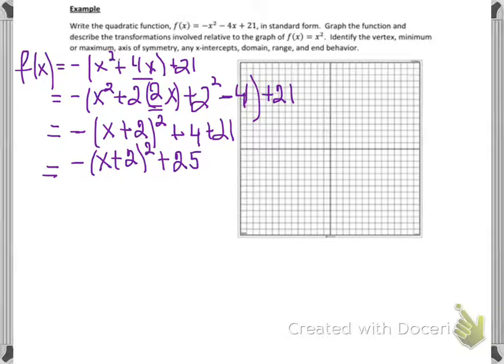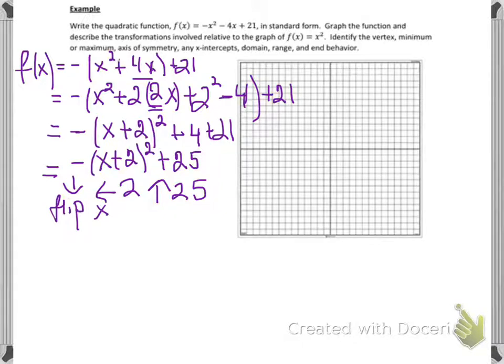It is now in standard or vertex form. Having it in this form, I can easily see my transformations. My transformations are 2 to the left. I also have 25 going up. And I have a negative on the outside of my quadratic, which shows a flip across the x-axis. Okay. Well, yeah, that makes sense. We do know that we will have a frowny face rather than a smiley face.